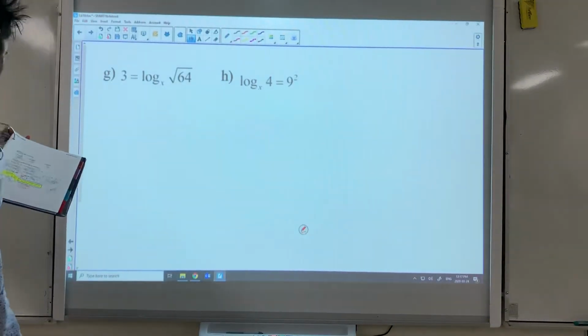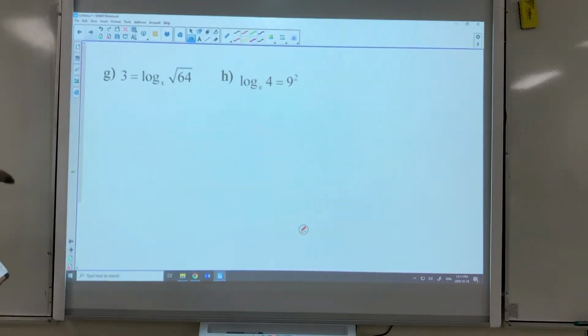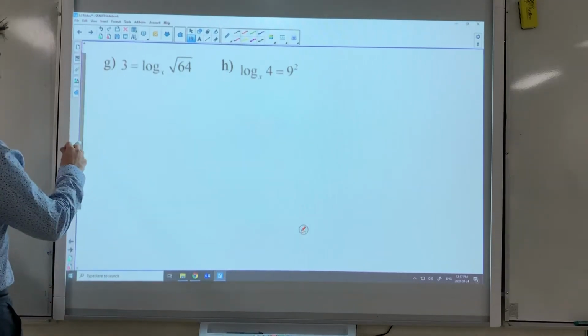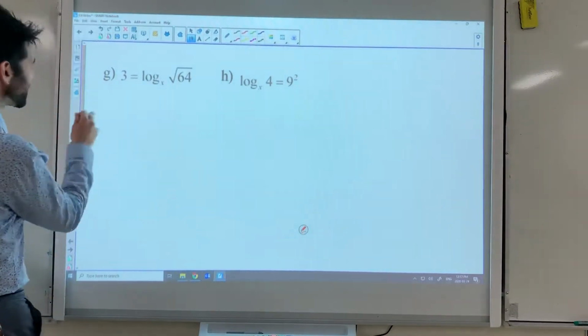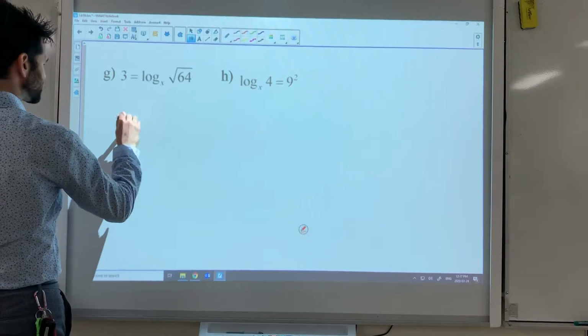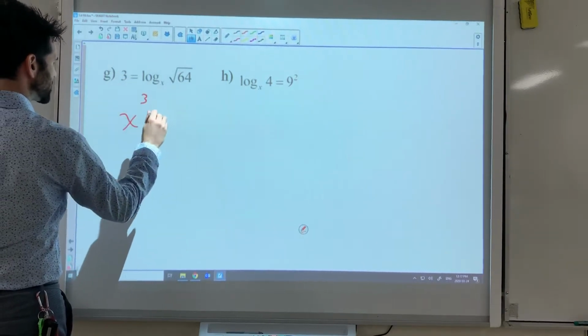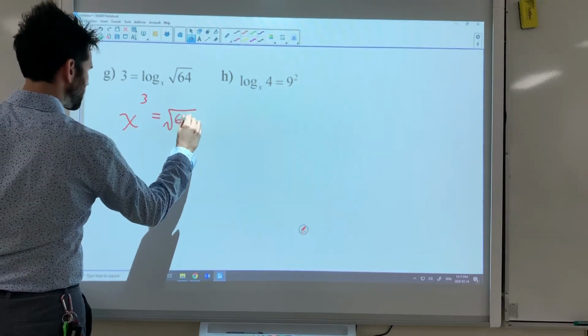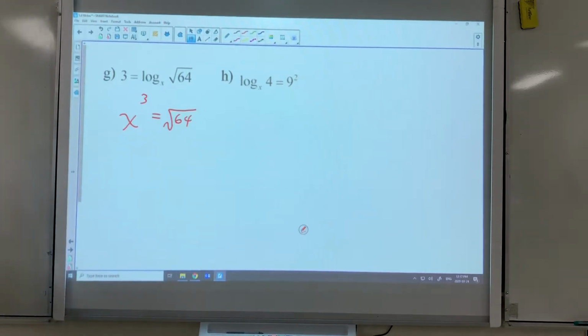Okay, we're getting close. I keep checking my notes because when we get to I, something really important happens here that explains the asymptote on our graph. So another one: base of x raised to the power of the answer equals the argument. Okay, so the square root of 64 equals something to the power of 3. Which one is this? G? Where'd it go?